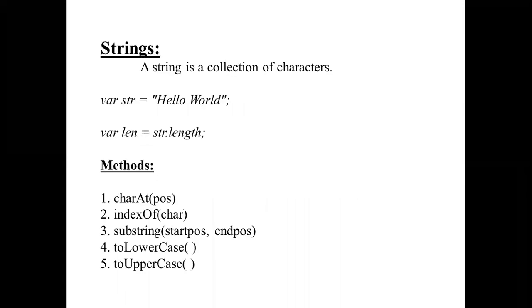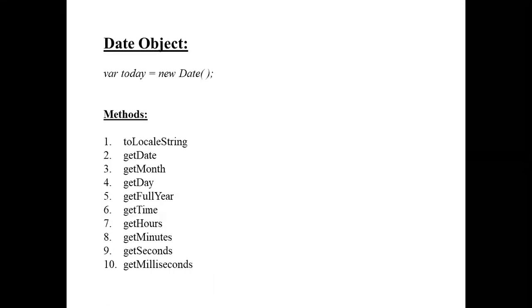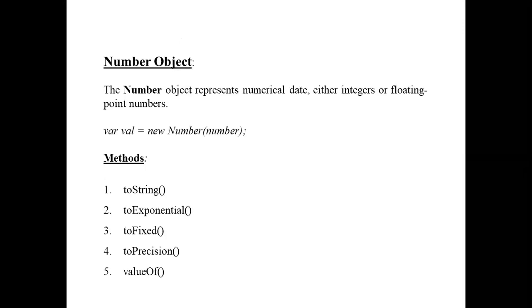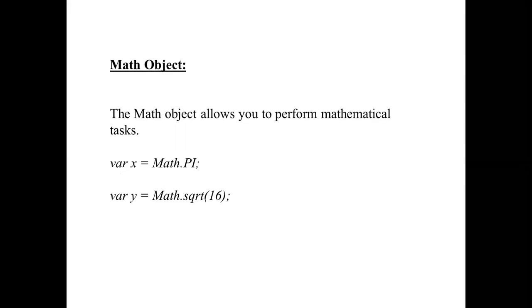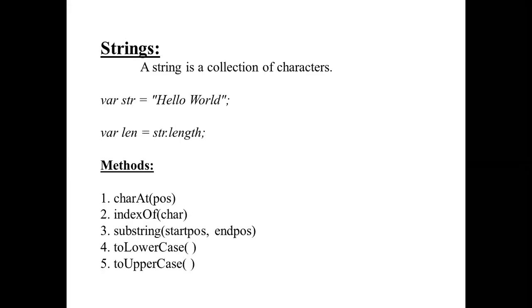Next one, the different objects are string object, date object, math object, number object. Now we see each one. First one, string object. A string is a collection of characters, and JavaScript provides various properties and methods on these strings. Here there is an example where str equals "hello world". So hello world is one string.